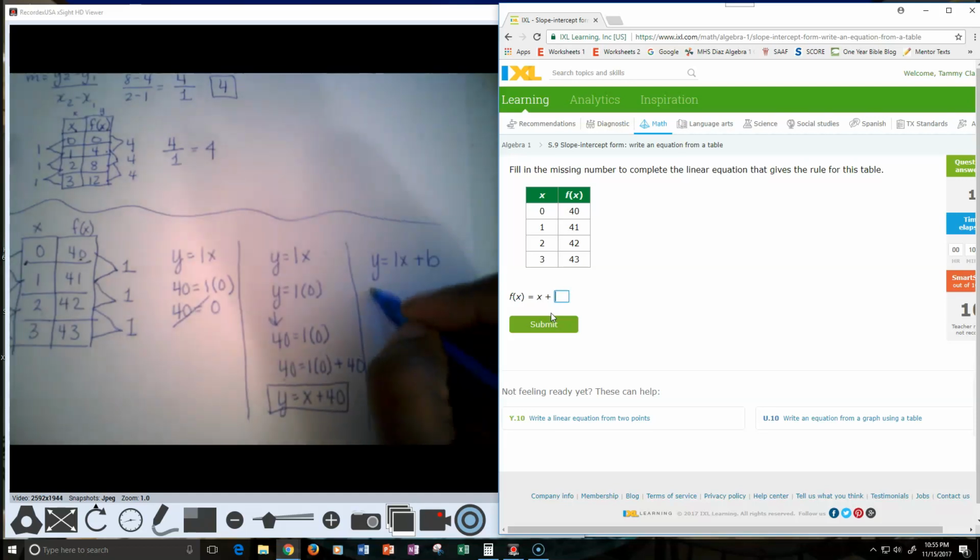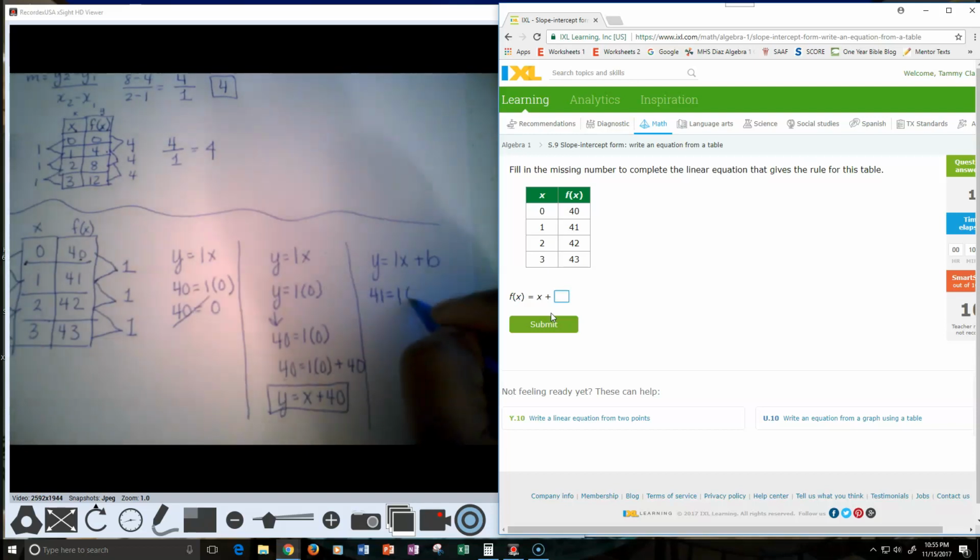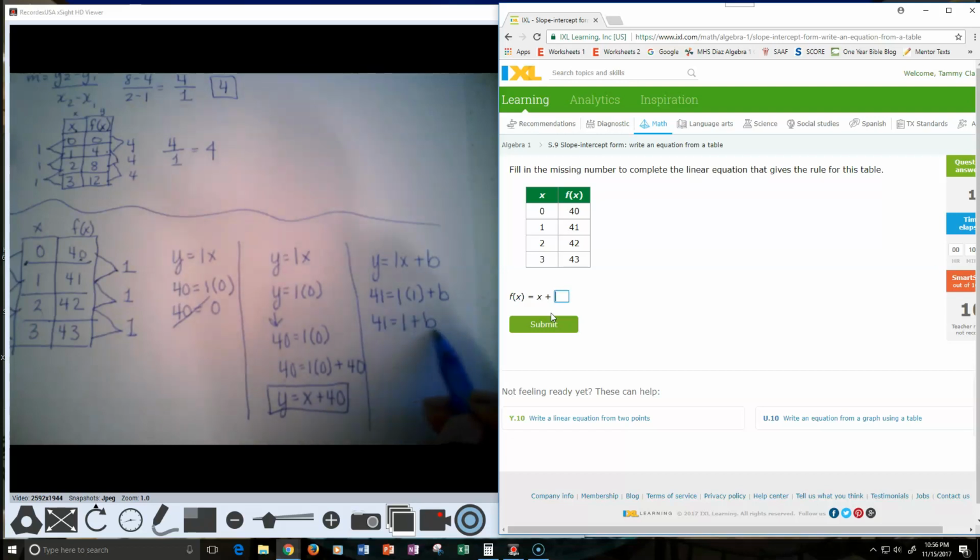Well, I know y is 41. 1 is my slope. X is 1. And I'm going to solve for b. So I have 41 is equal to 1 times 1, which is 1, plus b. I want b alone, so I have to do the opposite operation. Right now 1 is being added to b. So I'm going to subtract 1 from both sides of the equation, and I end up with 40 is equal to b.